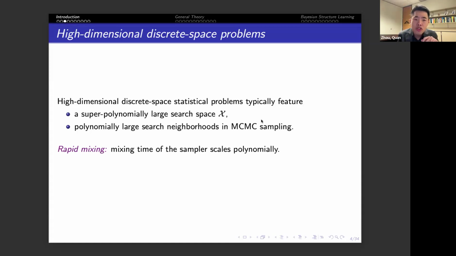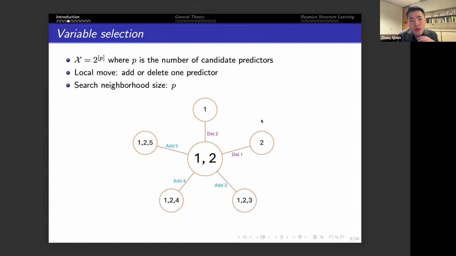Now I'm going to show you some typical examples of discrete space statistical problems to illustrate this idea of the search neighborhood. The first example, which I guess is the most common and standard, is the variable selection problem. Here we are considering how to choose among p candidate predictors to build a linear regression model for explaining some response variable. So the underlying state space is going to be the collection of all possible models.